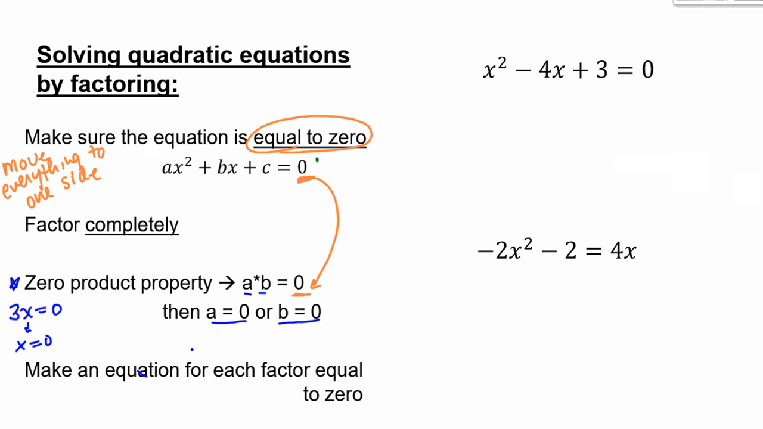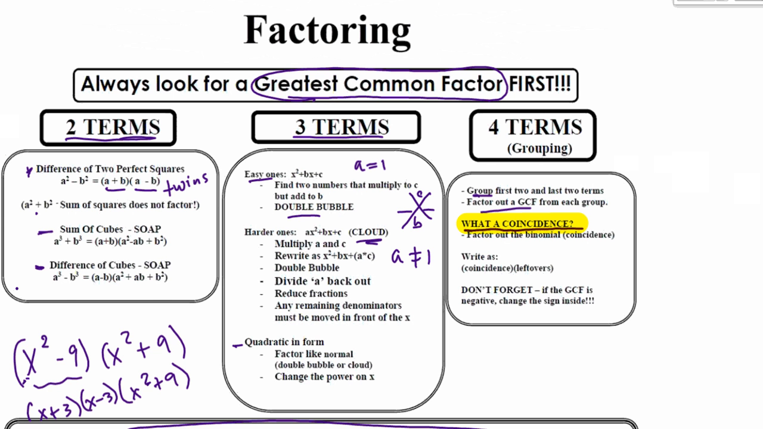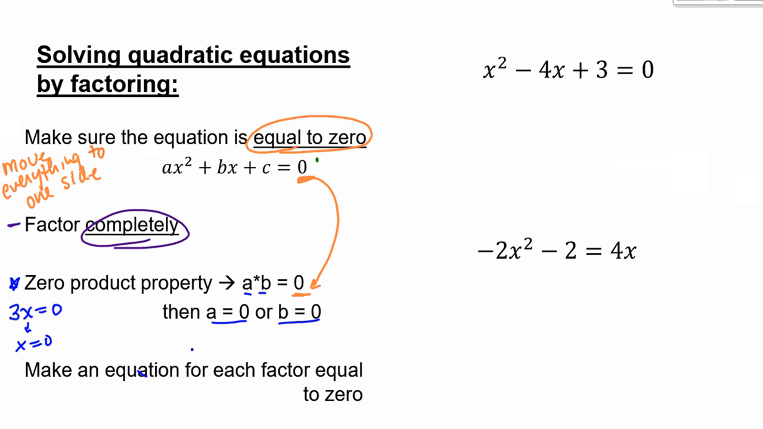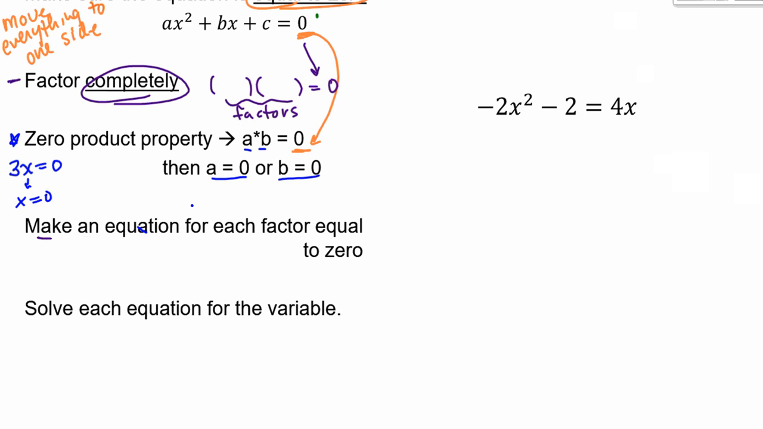Okay, you've got to factor completely. And again, that's where this little reference sheet came from. It's to remind you to factor completely. The idea is to get a bunch of things multiplied together equaling 0, right? We made it equal 0. Now, if we can factor this, these are the factors, then we can apply the zero product property, which just means make an equation for each factor, equal it to 0. Hopefully by now this is ringing bells. And then, of course, after that, you're going to solve each equation for the variable.